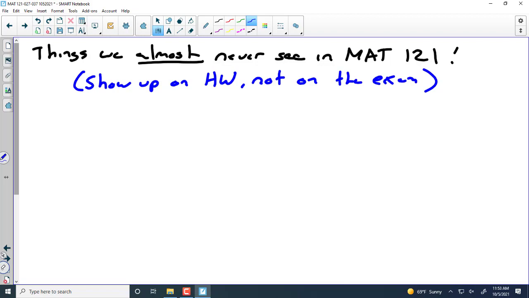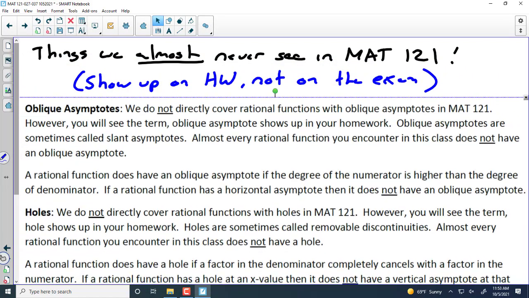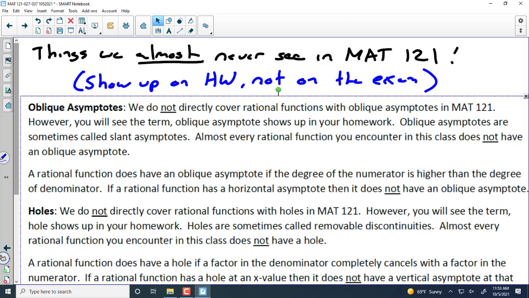Just know this is in your notes if you need it later, because it's a little bit wordy. Is this going to be on your test? No. Oblique asymptotes, everyone. We don't deal with these in this class, but you might see this term show up. We don't cover them in this class. However, you might see the term oblique asymptote show up in your homework, so be ready for that. Sometimes they call them a slant asymptote. Not on your test, but you might see them in the homework.